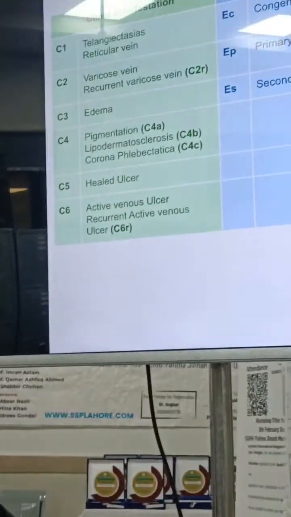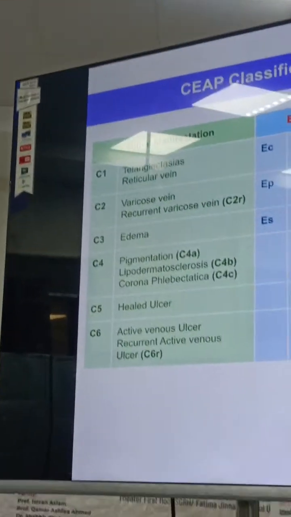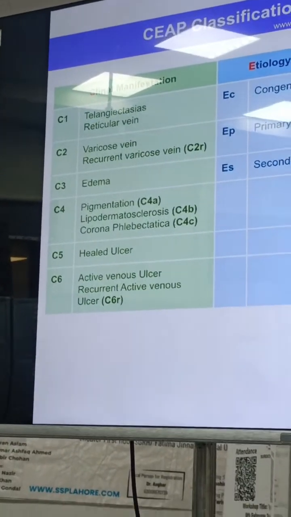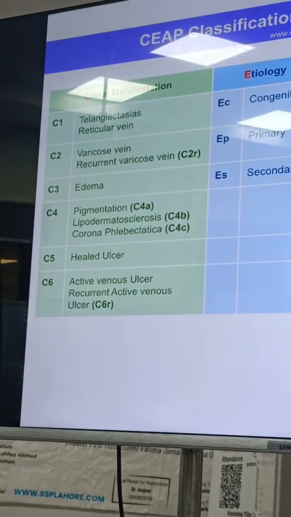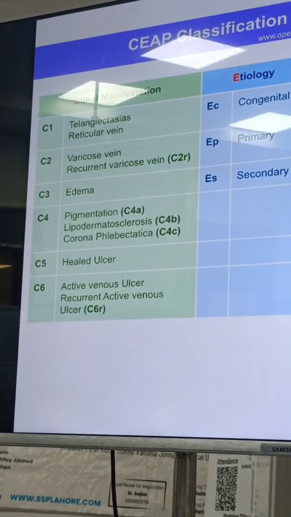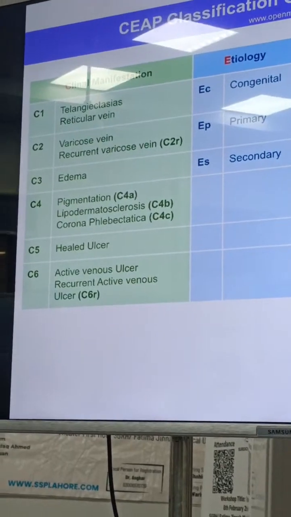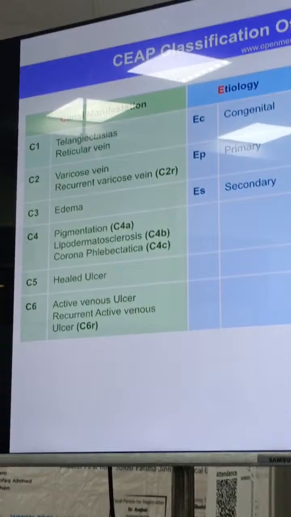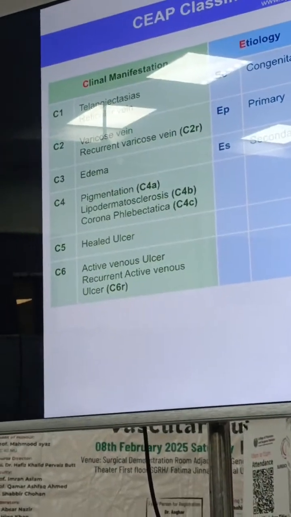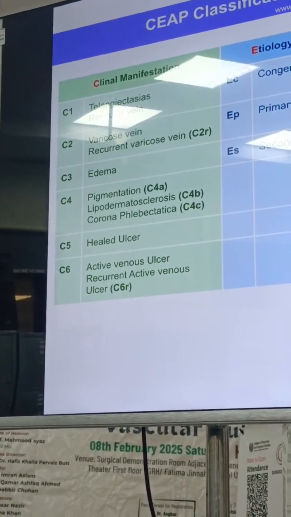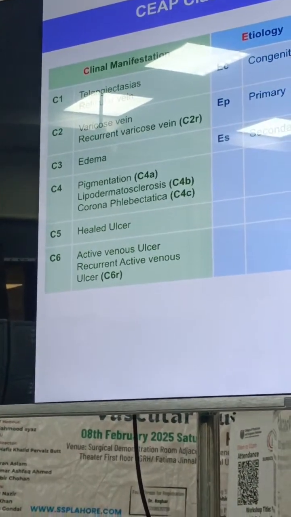In the clinical aspect of CEAP classification, we have C1 to C6 grades, in which C1 is telangiectasia, C2 is varicose veins. By varicose veins, we mean dilated, tortuous, superficial veins of more than 3 millimeters in size. More than 3 millimeters. So C2 is varicose veins, C3 is edema, C4 is skin changes, C5 is healed venous ulcer, and C6 is active venous ulcer.